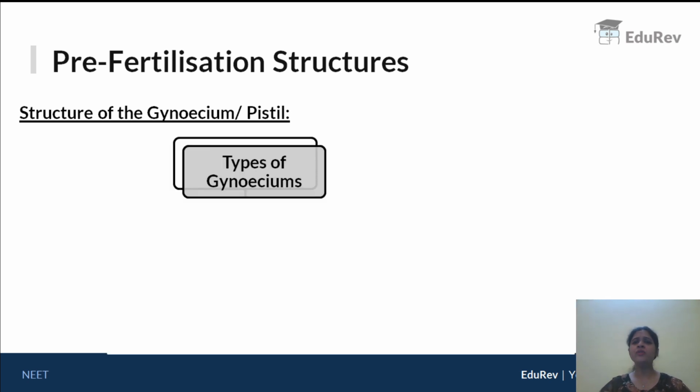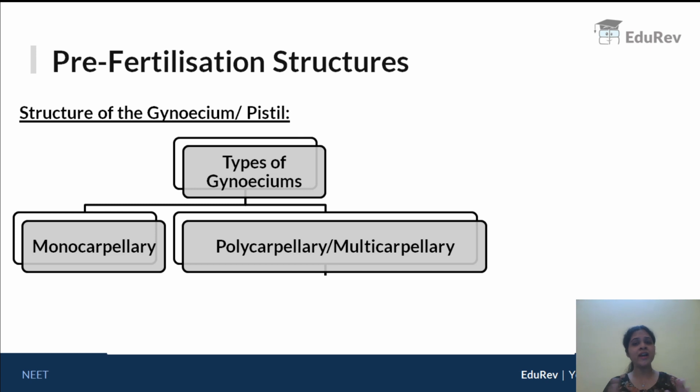Now you have a variety of gynoeciums, depending on the number of pistils or carpels that it contains. We can divide it into two: monocarpellary, indicating the presence of just one carpel or one pistil, and polycarpellary or multicarpellary, indicating the presence of multiple pistils, many pistils.